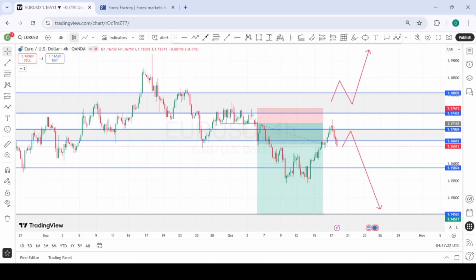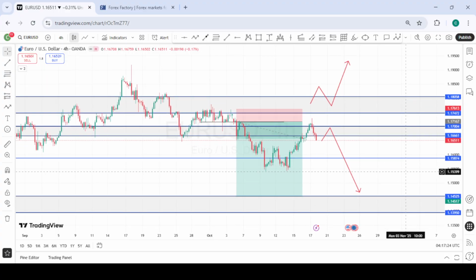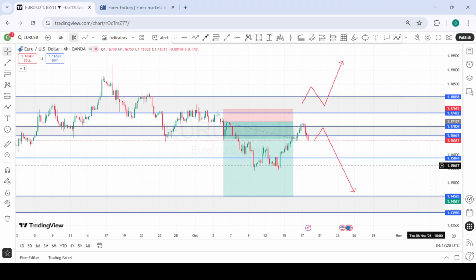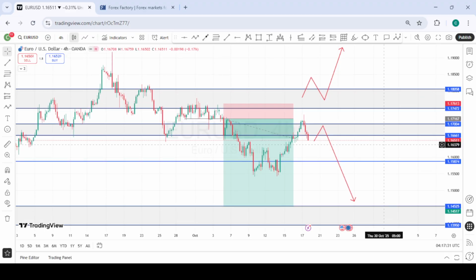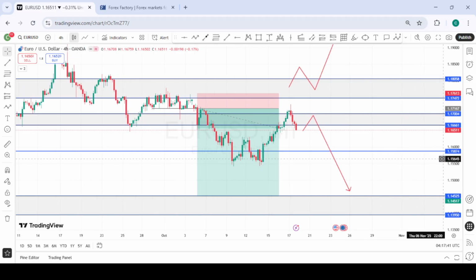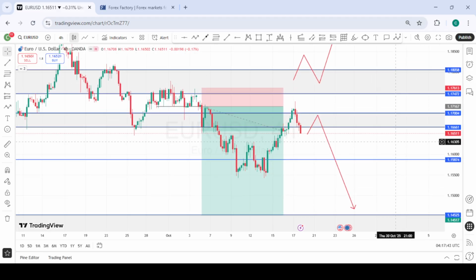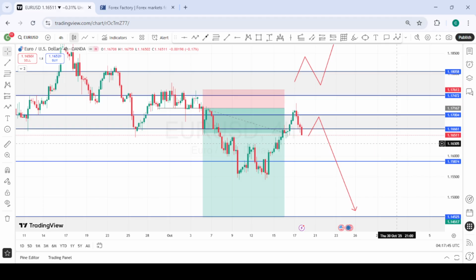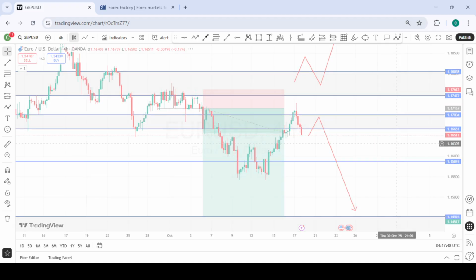Just as DXY is also showing us a possible bullish continuation, we'll only be interested in buys on EURUSD if we're able to break above this zone and come for a retest. But until then, we still have a bearish sentiment on EURUSD, so we have to wait for more price action to give us our confirmations to decide our direction.